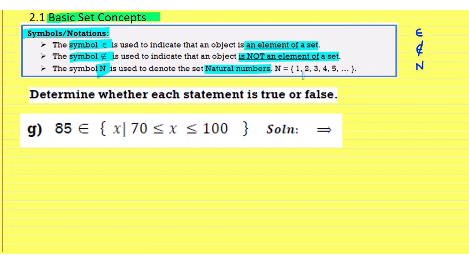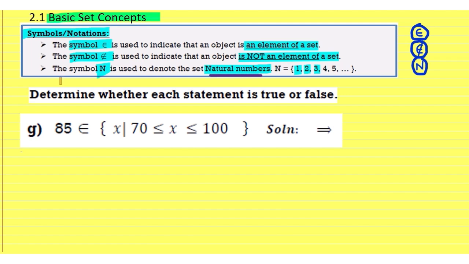Natural numbers are the ones that we start counting with. If you have a bunch of pigs, you're not going to say, I have 0, 1, 2, 3 pigs. No, you're going to start with 1, 2, 3. I have 1 pig, I have 2 pigs, I have 3 pigs. So the natural numbers are counting numbers. Those are the three symbols we're going to talk about in this video: is an element of, is not an element of, and the natural numbers.